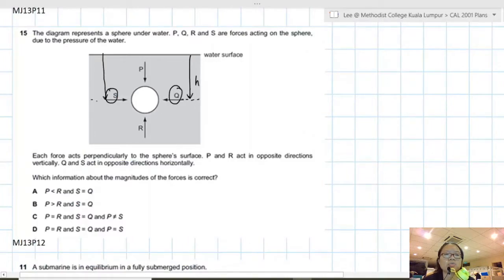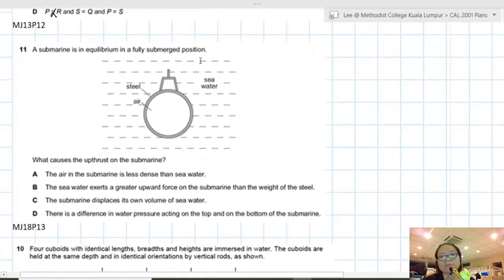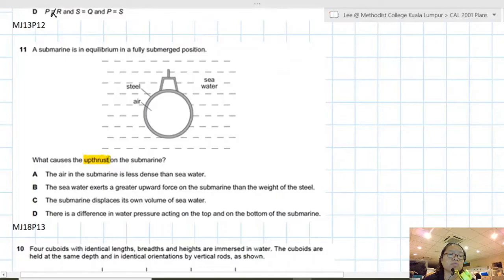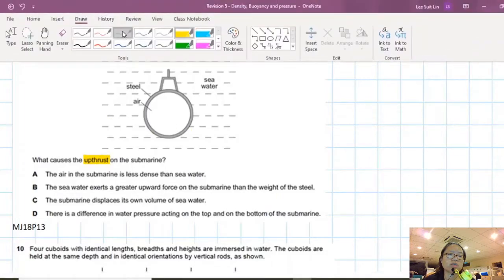Okay, now this one is a sphere underwater. So S and Q are at the same height. So the forces acting on S and Q will be the same. Pressure at S is equal to pressure at Q, so the force at S will be equal to the force at Q. How about P and R? P is at a higher position, so the pressure at P would be less than the pressure at R. So the force at P will be less than R. Okay. This one, you see a submarine.